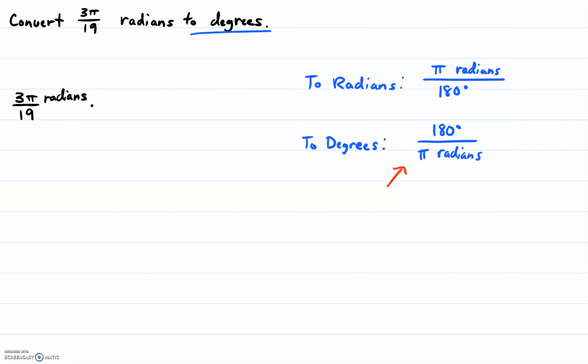And so we're going to multiply by the conversion ratio, 180 degrees over pi radians. And what's going to happen, it's kind of easier to see that this is the one you want to use because typically you want the pi to cancel out. Of course, you definitely want the radians to cancel out, but if you don't get in the habit of writing radians, usually you want to make the pi cancel out when you're going to degrees.